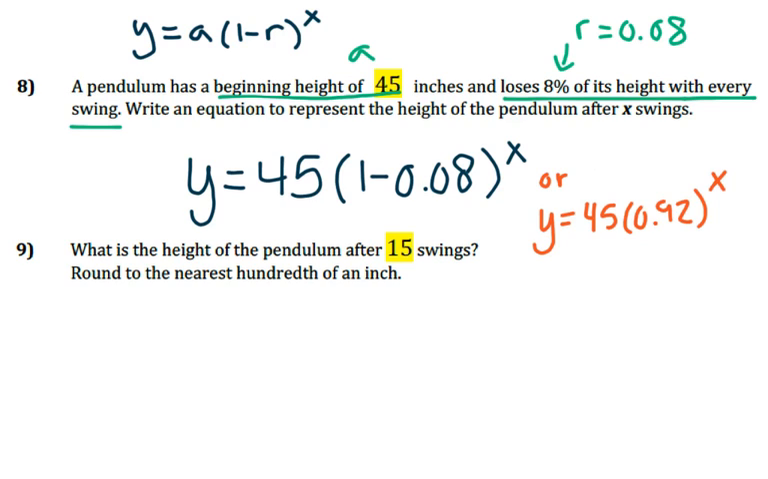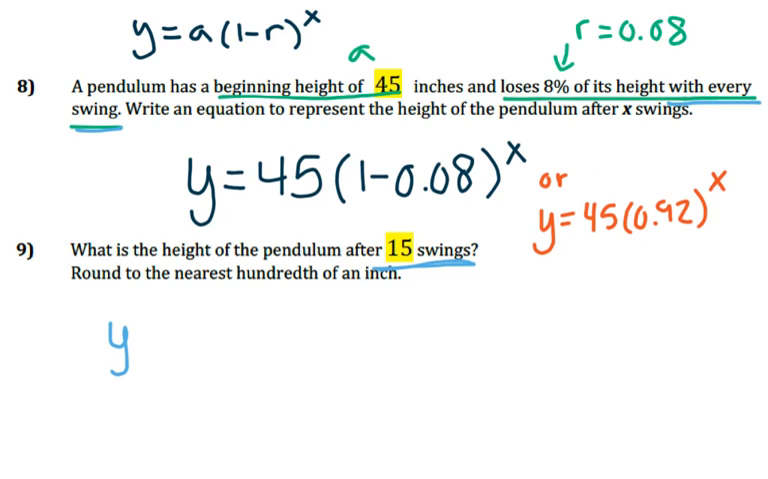Number 9. What is the height of the pendulum after 15 swings? Round to the nearest hundredth of an inch. So we're going to go ahead and substitute in. Remember how x is our time. In this case, swings is going to be representing our time. And that's because up in number 8 it said with every swing. So swing is our x value.